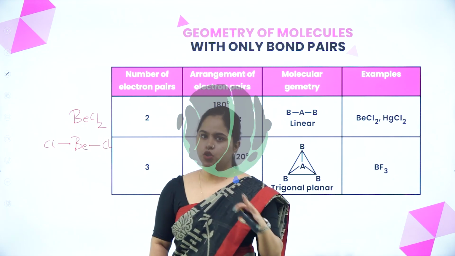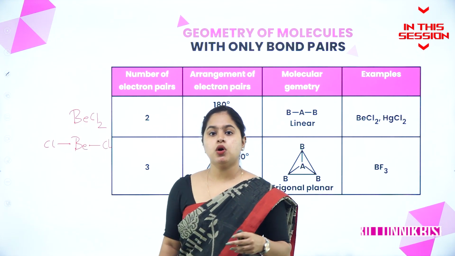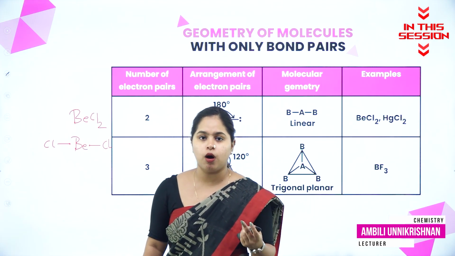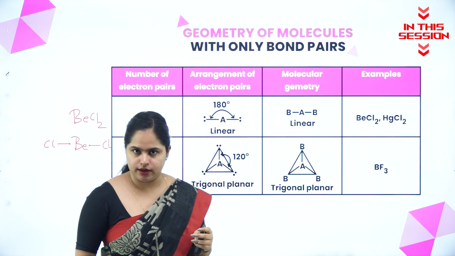Around the central atom, no lone pairs, only bond pair. So, how many number of electron pairs are there? Yes, bond pair is 2. That means a total of 2 electron pairs are there.